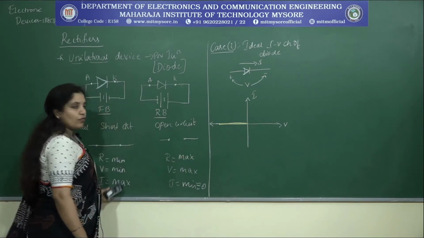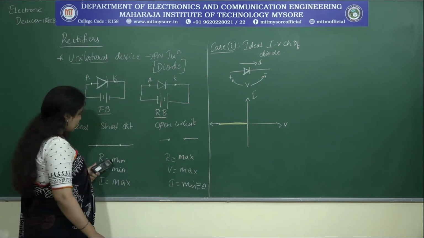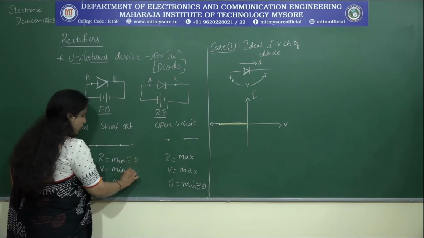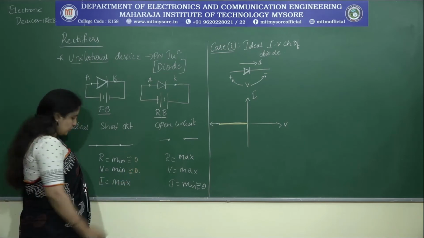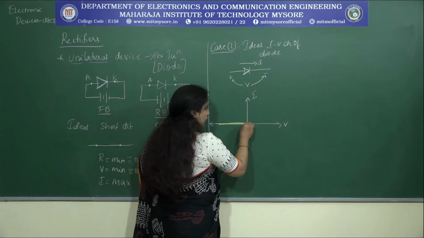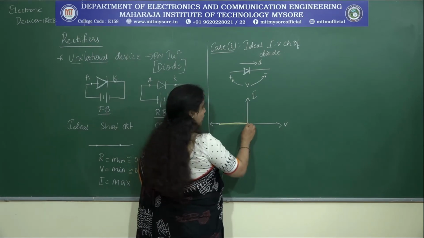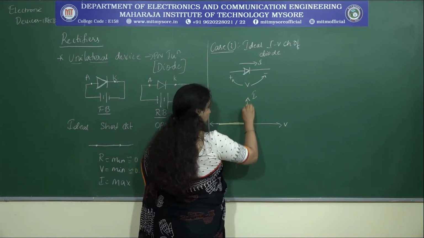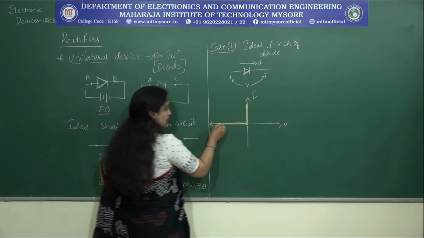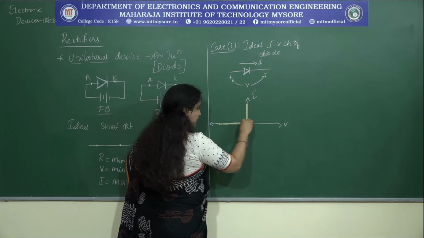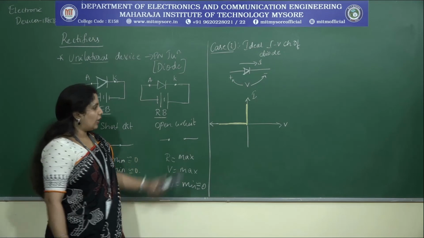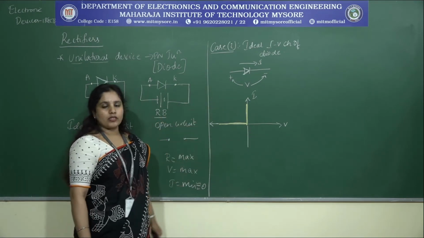Now, when I consider the forward bias condition, what is the resistance? It is almost minimal. We say approximately equal to 0. The voltage is also approximately equal to 0. But what happens to the current? It is maximum. Therefore, even if the voltage is 0, for the ideal case, what happens to the current? It is maximum. And this basically defines the ideal IV characteristics of the diode. I hope all of you are clear how to represent this.